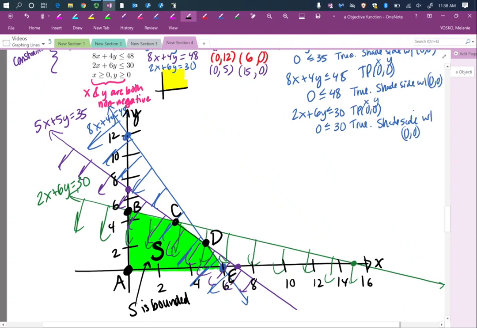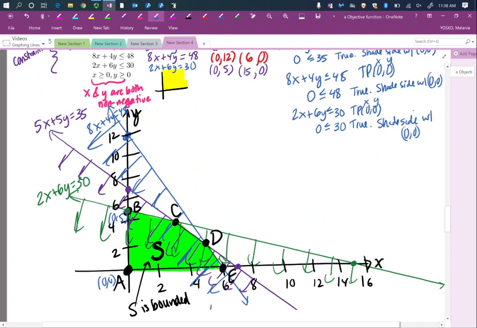Well, A is easy. It's the origin, 0, 0. B is also easy. It is a y-intercept. We already found all the y-intercepts of all of our lines. It's the y-intercept of 2x plus 6y equals 30. So that one's easy. So B here is 0, 5. A is 0, 0. We don't know what C is yet, and we don't know what D is yet.